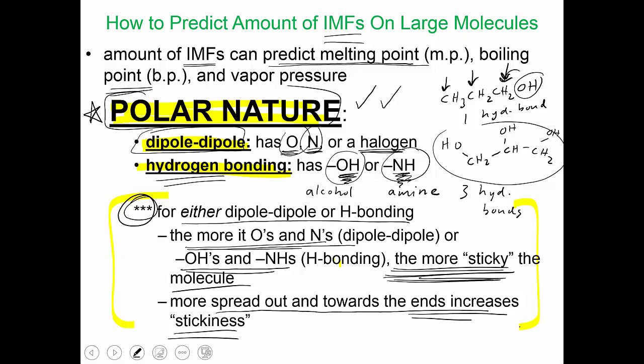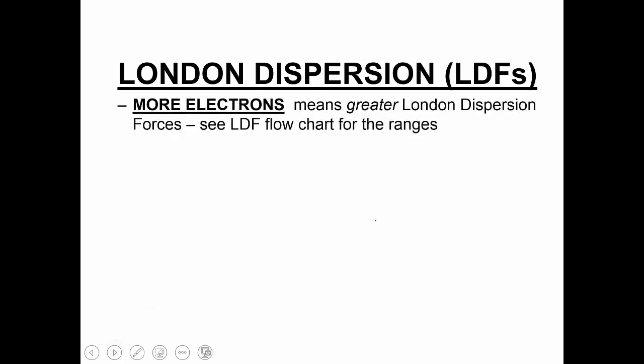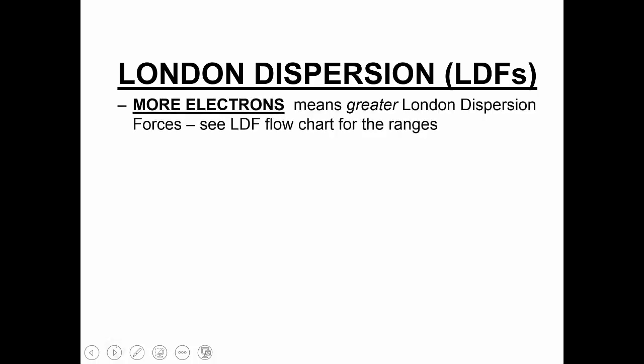The next thing to consider, so first is polar nature, dipole-dipole, hydrogen bonding. The next thing to consider is, I'm sorry, it's LDFs is the other thing to consider. Okay, so LDF strictly depends on electrons. Okay, if you think back to that picture, the helium atoms, the more electrons you have, the better dispersion forces it can do.